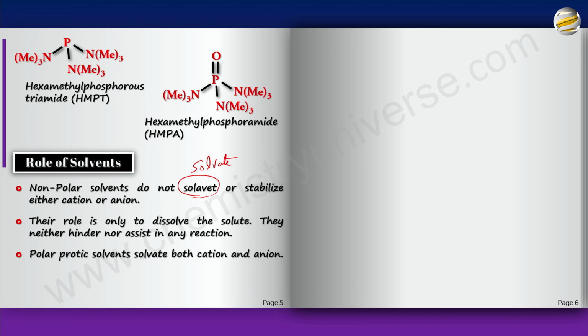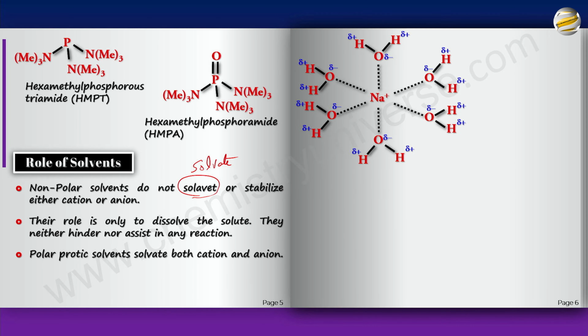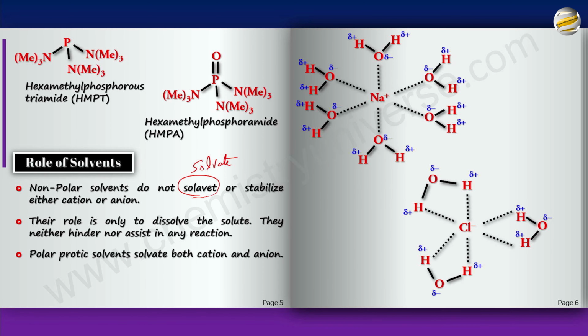Say for example, water. So when you dissolve NaCl in water, the Na+ ions get solvated by the O of the water. Though I've shown the number of O's as 6, remember it can always vary. And the Cl- ions are being solvated by the acidic H present in water.